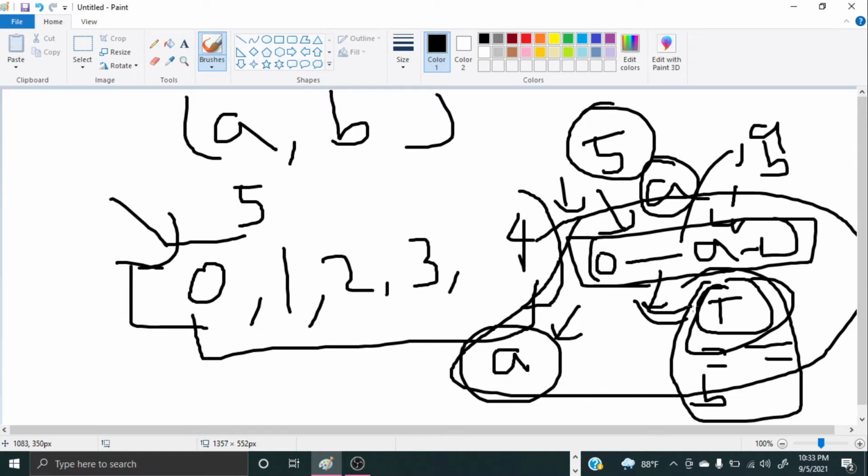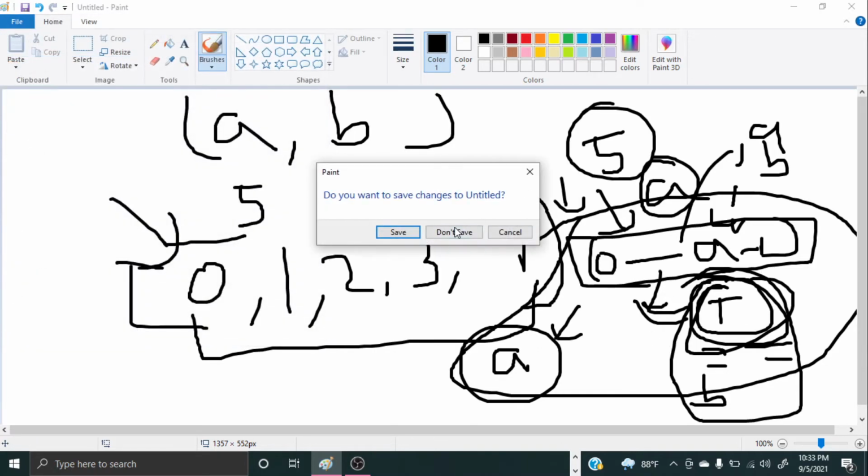Think about it. If the XOR value from 0 till a minus 1 is not equal to b, then we know that we need b, right? We need the XOR to be equal to b. Now, let's take another fresh page.